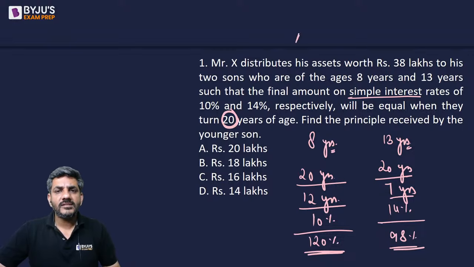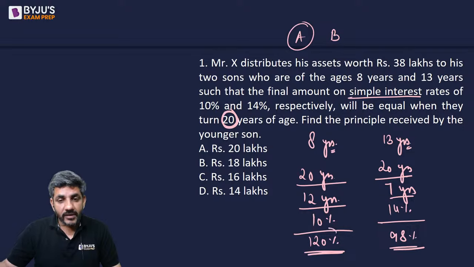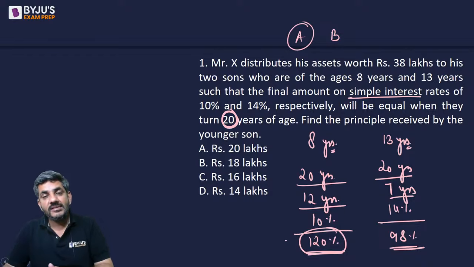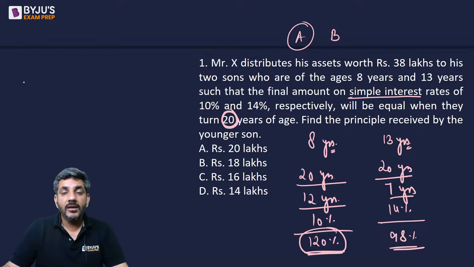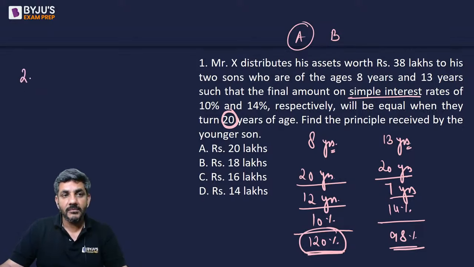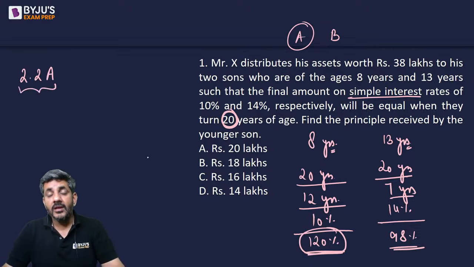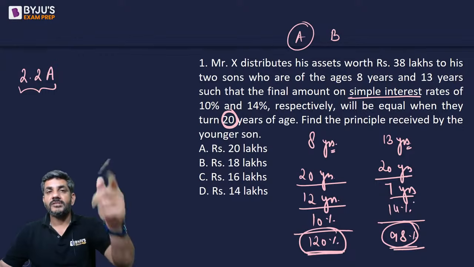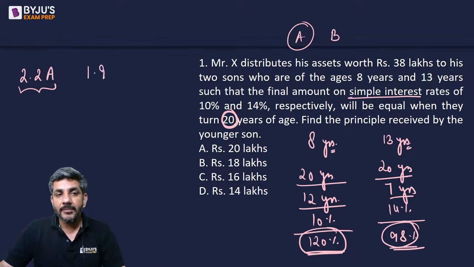So let us say the two sons are A and B. So you can say that A's principal will be increased by 120% because on that principal 120% interest is there. So the amount will become 120% plus the 100% of the principal. So it will become 220% of A's principal, or you can say 2.2 times of A. Whereas for B, the principal will increase by 98%. So the amount is going to become 98% plus 100% of the principal. That is 198% of the principal, or I can say 1.98 times of B.